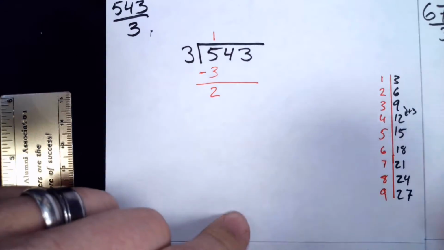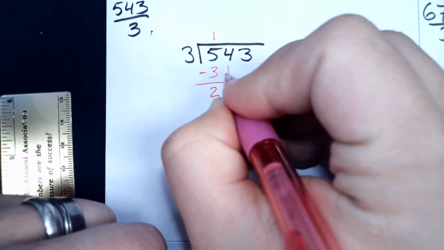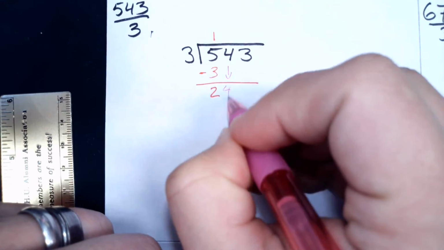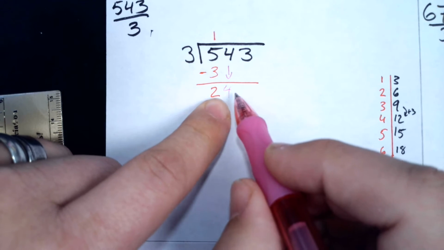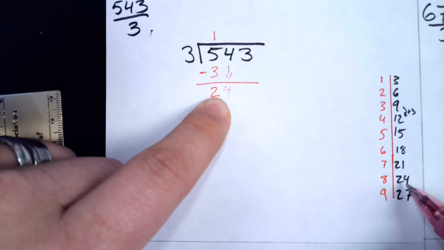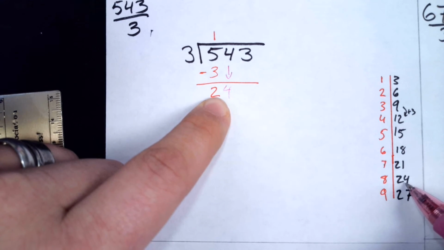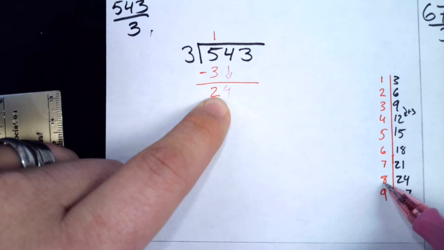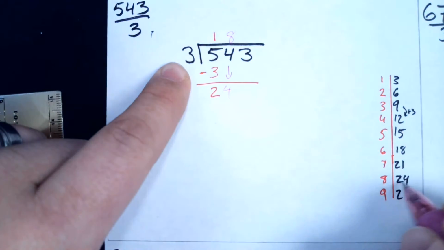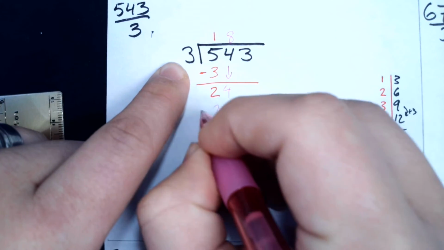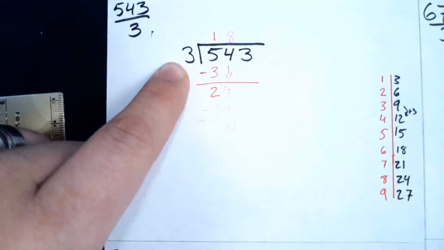Now, I've got some leftovers from my previous problem, so I'm going to bring down that 4. So 3 goes into 24 is what I'm looking for. So I'm going to look down this list, and I find 24. So 24 tells me that it goes in 8 times. So I write an 8 up here. So 8 times 3 is 24. Exactly. So I can subtract, and I've got nothing remaining.